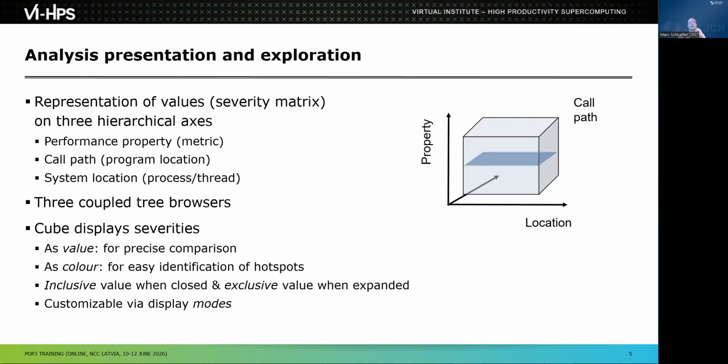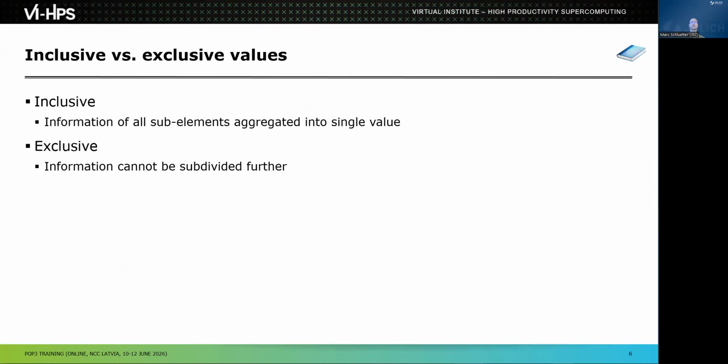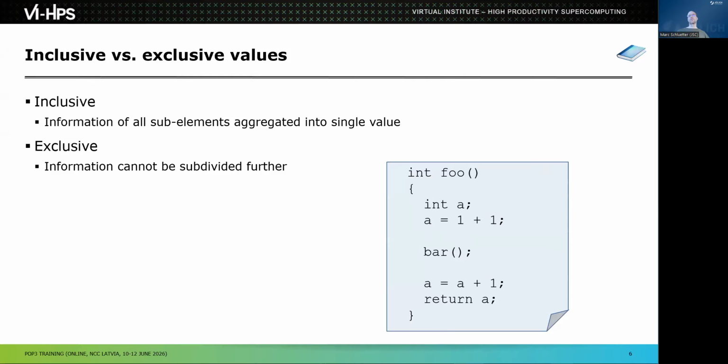The exploration is basically three coupled tree browsers. So all the information is in the primary form displayed as trees, where we have values for precise comparison, but also as color to get the easy identification of hotspots. And we are using heavily the inclusive and exclusive model that was also mentioned yesterday, where we basically go through folding and unfolding the call tree and metric trees. We get the inclusive and exclusive values.